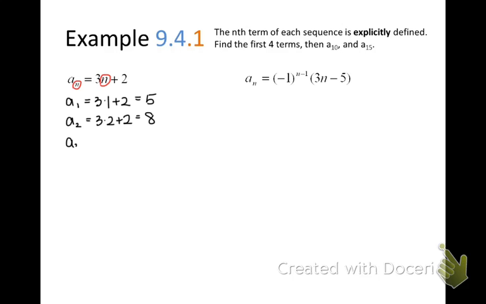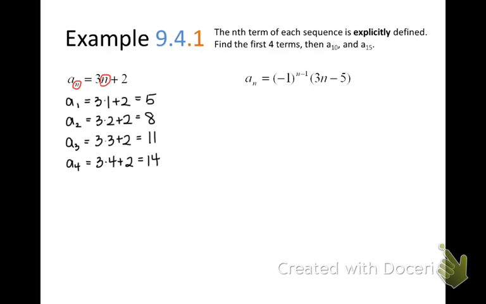A sub 3: yep, 3 times 3 plus 2, which equals 11. What is a sub 4 going to look like? Which is 14. So those are the first 4 terms.